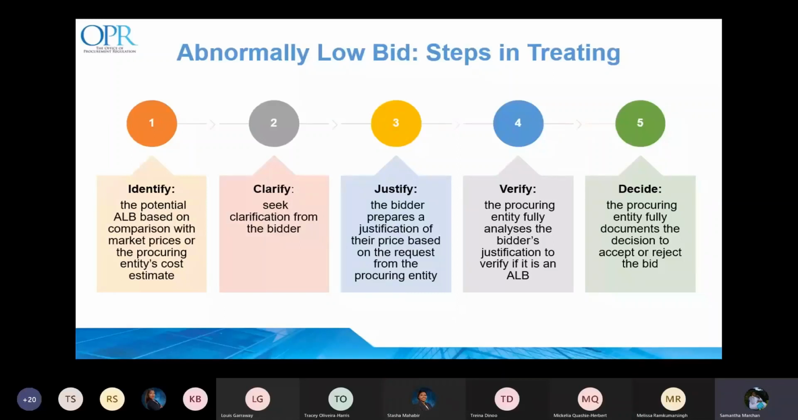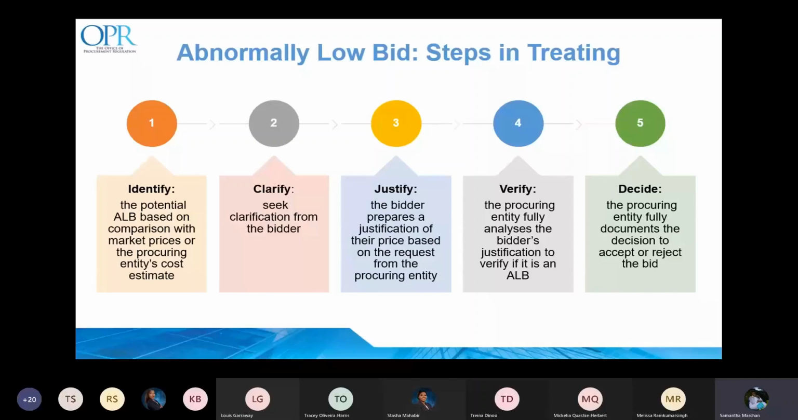Stage 3, justify. The bidder must prepare a justification of their price based on the request for clarification. The bidder's justification should include all the information requested by the procuring entity and any documentary evidence that the bidder used for determining its bid price.